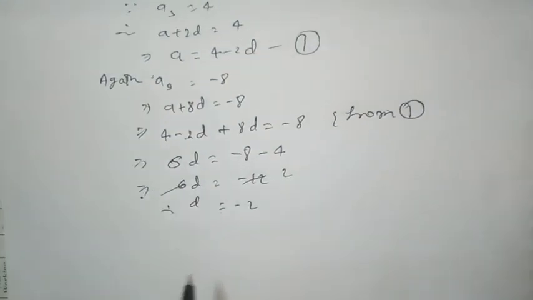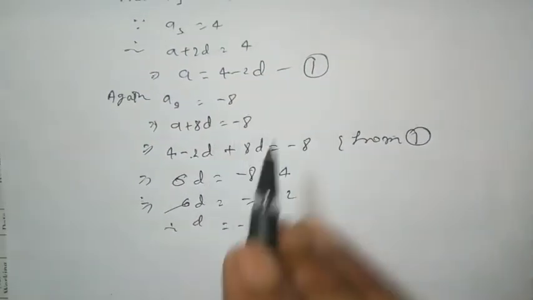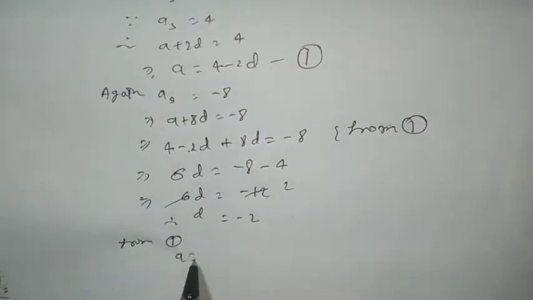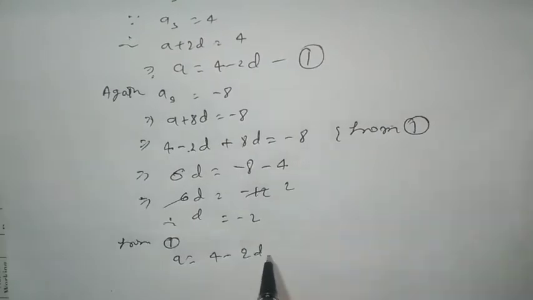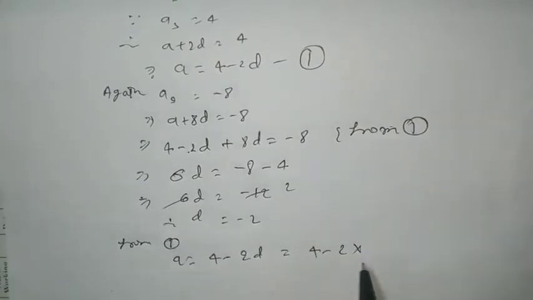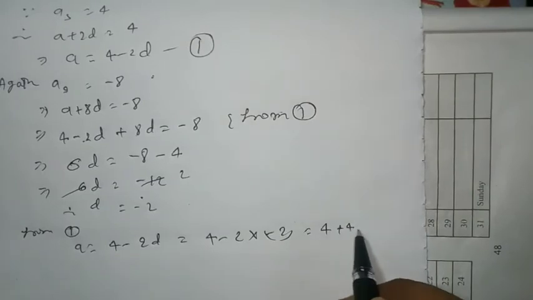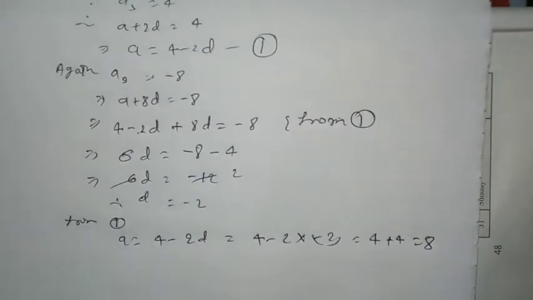Now putting the value of D in equation 1, A is equal to 4 minus 2D is equal to 4 minus 2 into minus 2 is equal to 4 plus 4 is equal to 8. A is equal to 8.